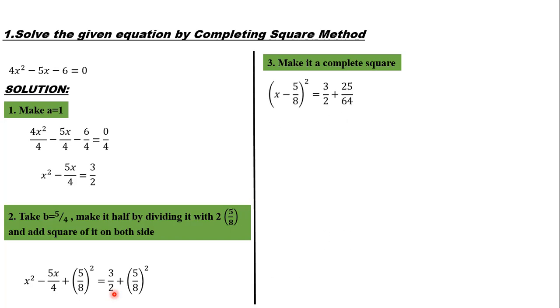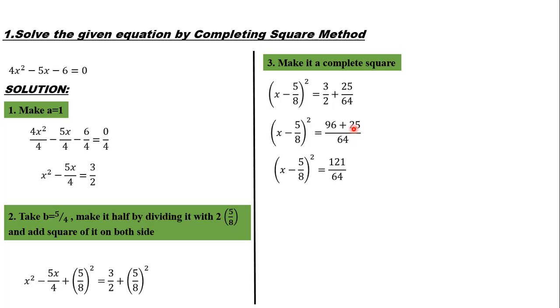So what we are getting, (x minus 5 by 8) whole square on the left hand side, which is equal to the simplification of the right hand side. That is 3 over 2 plus 5 squared, which is 25, divided by 8 squared, which is 64. If we further simplify it, the LCM of 2 and 64 is going to be 64. So this becomes 96 and this is going to be 25. Further, if we add them, we are going to get 121 divided by 64, which is a complete square.